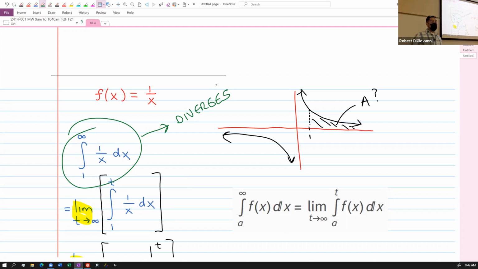All right, let's try another one. How about instead of that, why don't we do f of x equals 1 over x squared?